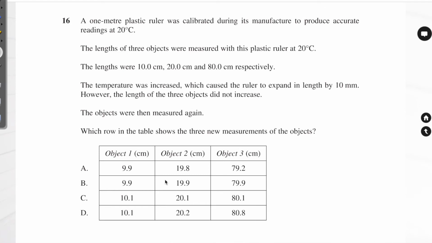Question 16. This is quite a difficult question because it requires a lot of interesting thinking here. Our setup here is we've got a 1 meter plastic ruler, and it's calibrated to provide readings at 20 degrees. The lengths of these objects were measured with this plastic ruler at 20 degrees. And so we've got lengths here. We've got 10, 20, and 80.